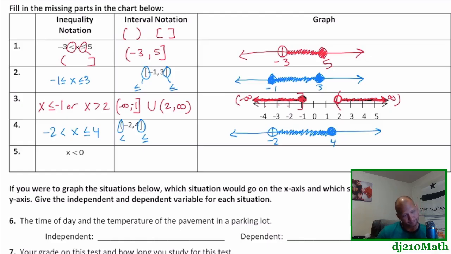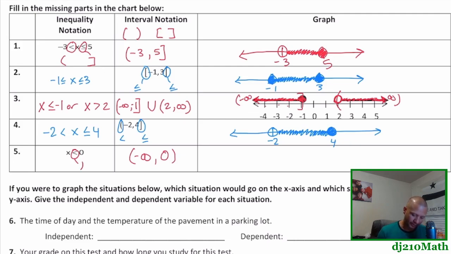Okay. Here we have number 5. X is less than 0. So we want all the numbers less than 0, so all the negative numbers. So 0 is our endpoint. We let x be infinity, but because it's less than 0, it needs to be negative. So negative infinity on the left. It gets the parentheses. Infinity always gets the parentheses. And 0 gets a parentheses as well because it's strictly less than.